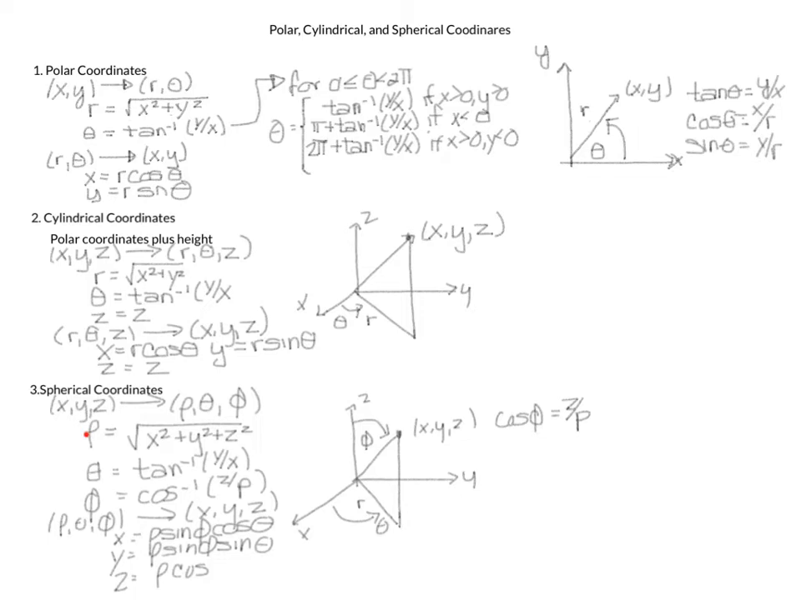To convert back and forth, if you have x, y, and z in Cartesian coordinates and you want to go to spherical coordinates, rho is just the distance from the origin, so that's going to be the square root of x squared plus y squared plus z squared. Theta, since it's the angle created with the x-axis, is the same theta that we had for polar coordinates. And now all we need to solve for is phi. If we look at this diagram, we see that the cosine of phi is equal to adjacent, which is the z measurement, over the hypotenuse, which is rho. So phi is equal to inverse cosine of z over rho.